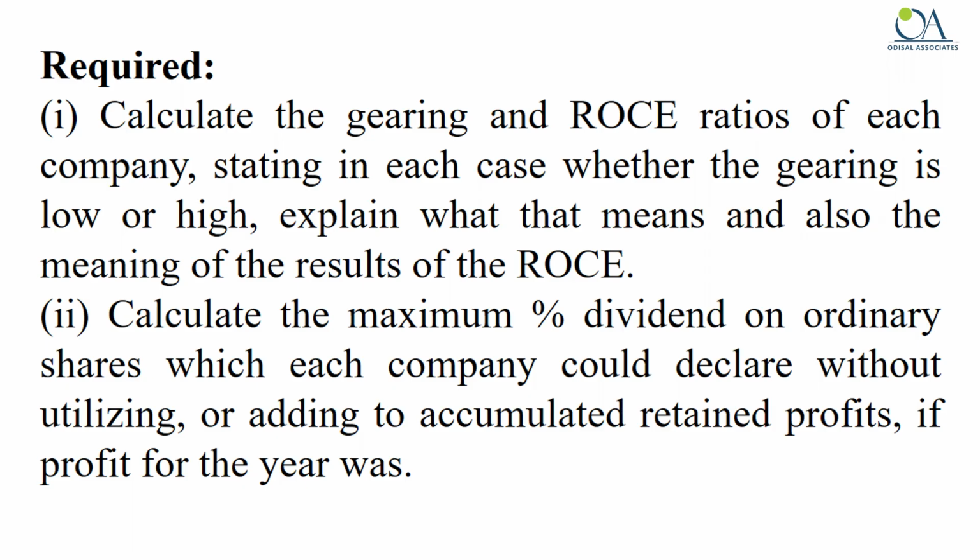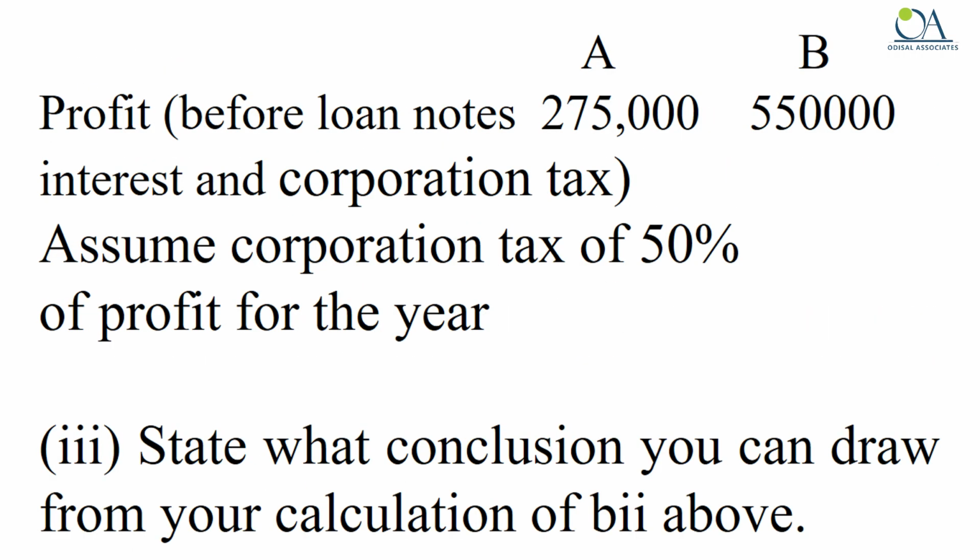2. Calculate the maximum percentage dividend on ordinary shares, which each company should declare without utilizing or adding to accumulated retained profits. If profit for the year was profit before loan notes, interest and corporation tax. We have two scenarios. A, 275,000. B, 550,000. Assume corporation tax of 50% of profit for the year. 3. State what conclusion you can draw from your calculation of B2 above.